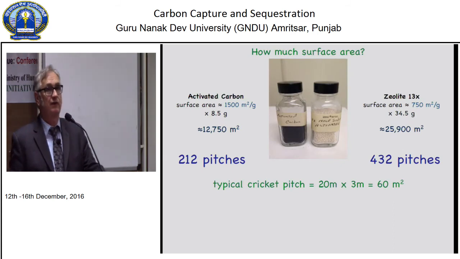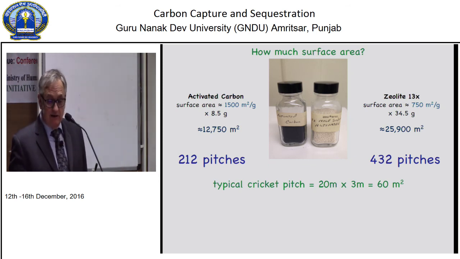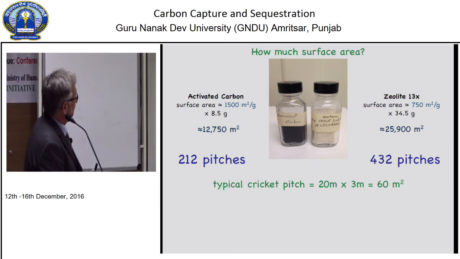So how much surface area is available in some of these materials? So here I have carbon, and here I have a molecular sieve or a zeolite. In the activated carbon, I'll have 1,500 meters squared per gram. And in this particular bottle, I have 12,000 meters squared surface.